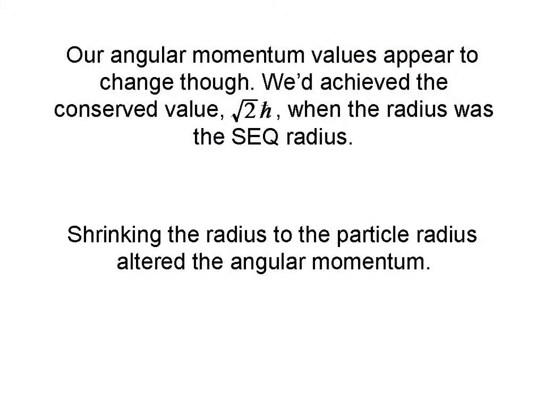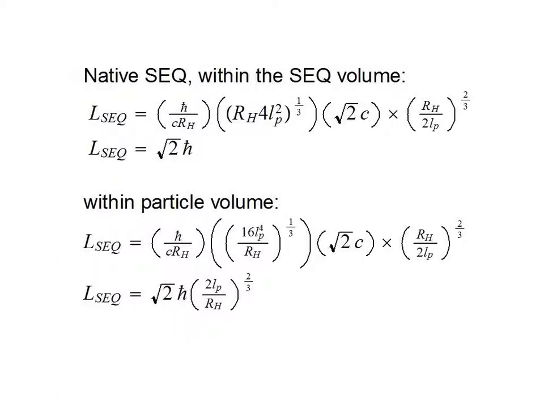Our angular momentum values appear to change, though. We achieved the conserved value, the square root of 2 times h bar, when the radius was the small energy quantum radius. Shrinking the radius to the particle radius altered the angular momentum. We're going to look now at the SEQ. And by native SEQ, we're referring to the small energy quanta that are unaltered, basically the SEQ of open space.